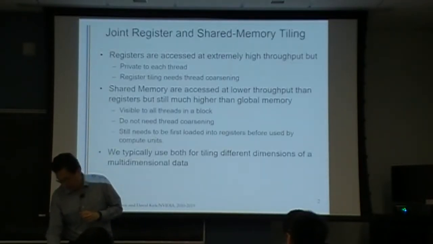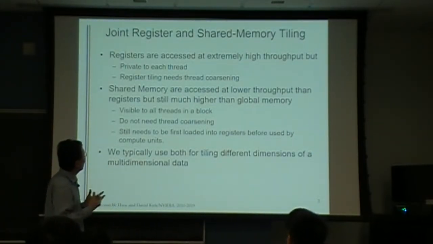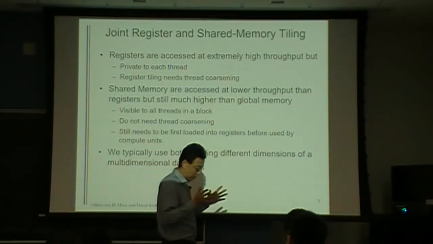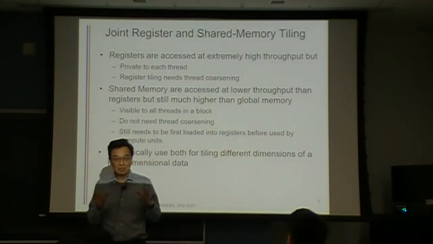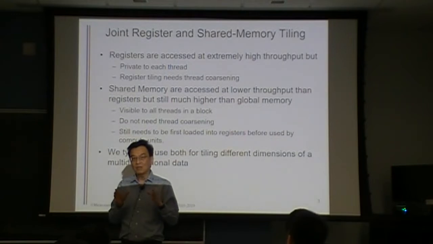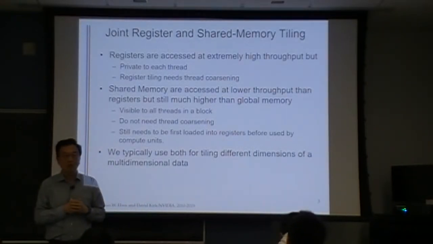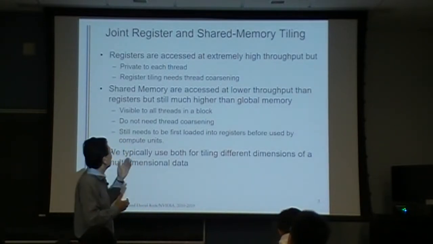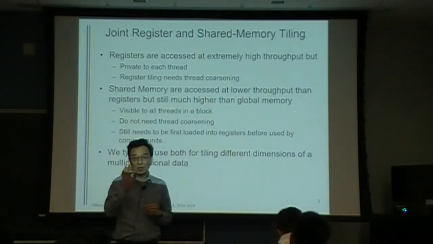Basically, the idea is that when we do tiling, we have some on-chip resources. Shared memory is a great on-chip resource. On the other hand, we also have a fairly large number of registers in these GPUs. When we compare these two on-chip memory resources, registers are accessed at extremely high throughput, and also they don't require additional instructions.